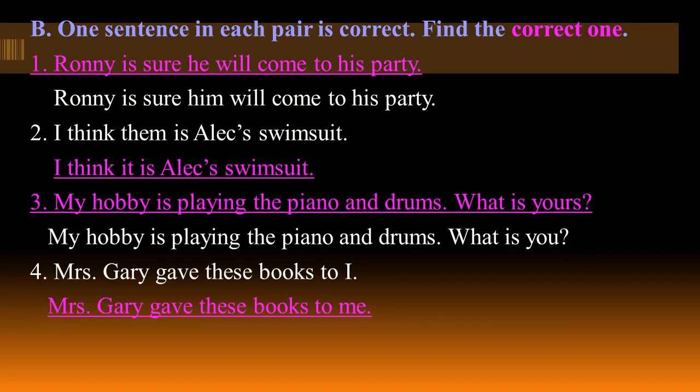And another sentence is: Mrs. Gary gave these books to I. Mrs. Gary gave these books to me. And the correct sentence is: Mrs. Gary gave these books to me, because me is the object pronoun, not I. And the last question is C part.